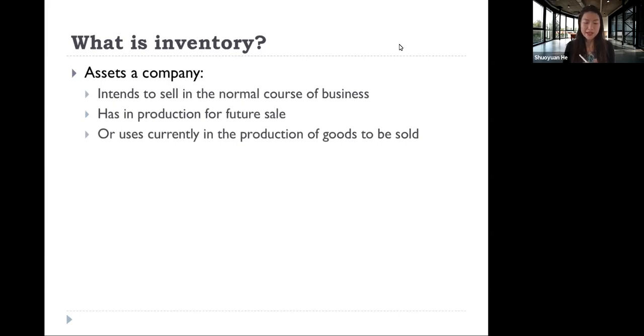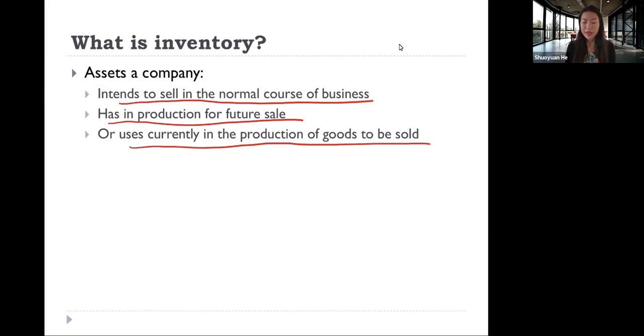Inventory are assets a company intends to sell in the normal course of business, has in production for future sale, or used currently in the production of goods to be sold. Or in other words, it covers finished goods, work in process, and raw material.